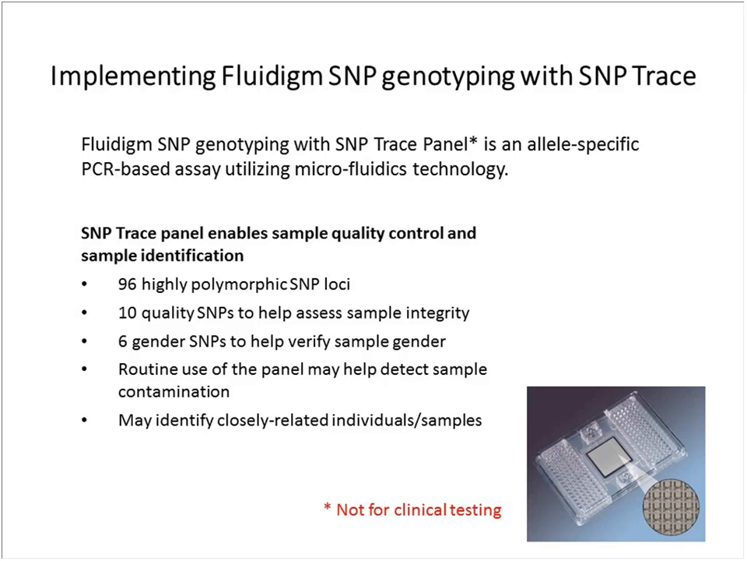This panel is able to detect sample contamination, and it can also identify closely related individuals or samples, like family members, and we also use it for pairing two monozygotic samples.